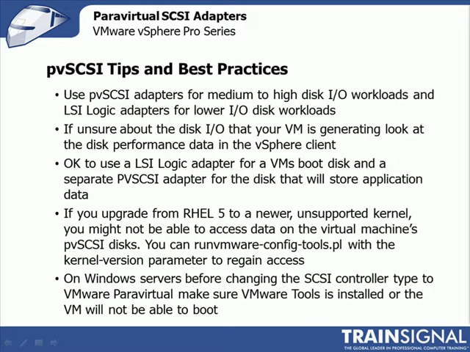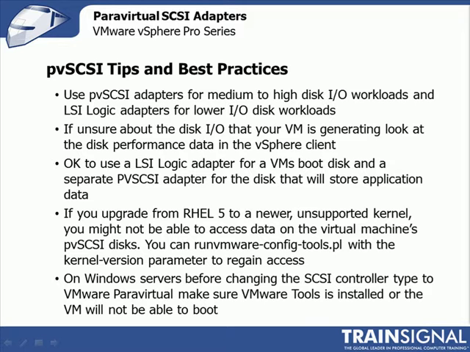It's okay to use LSI logic adapters for a VM's boot disk and a separate PV-SCSI adapter for the disk that will store application data. Doing this will benefit the VM's performance by having two separate I/O devices on two different disks. If you upgrade from Red Hat Enterprise Linux version 5 to a kernel that is not supported by vSphere, you might not be able to access the data on the virtual machine's PV-SCSI disks. You can run the VMware config tools.pl Perl script with the kernel-version parameter to regain access.